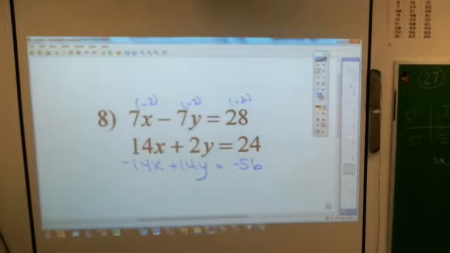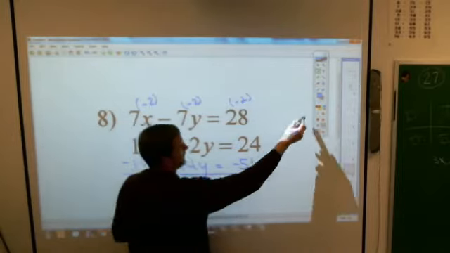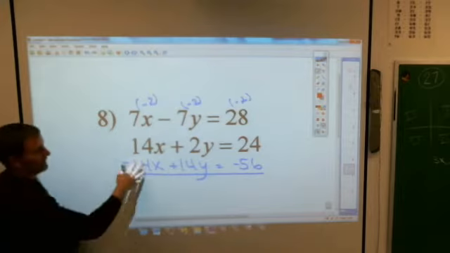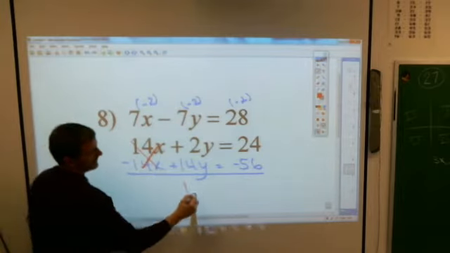It's multiplication. You should be able to figure that out. What happens when I add them all together or combine them? The x's go away because they are opposite. 14 and 2 is 16y.